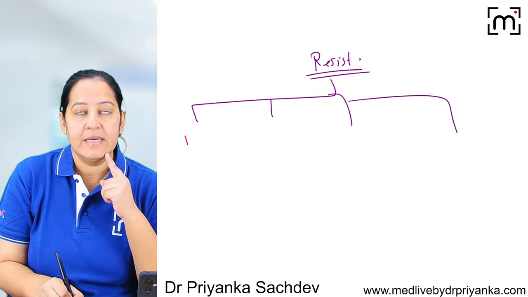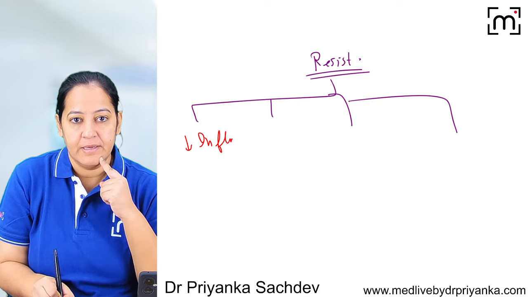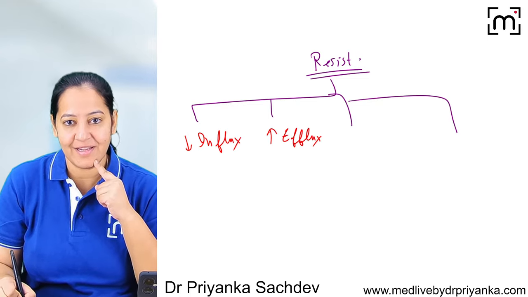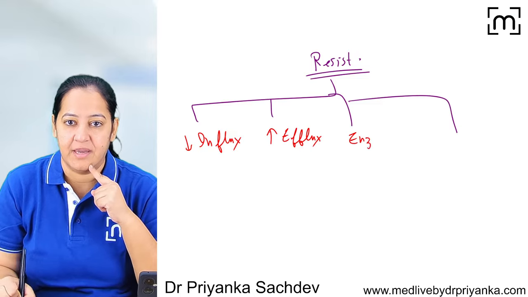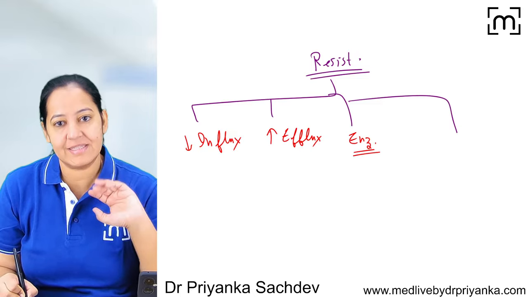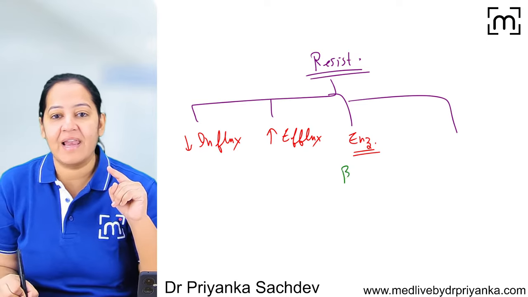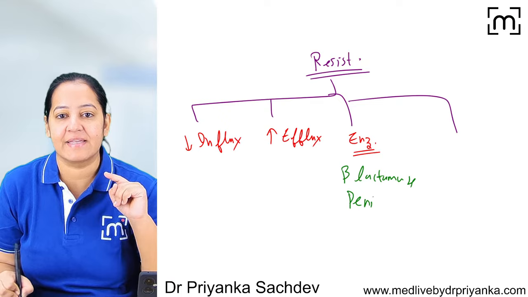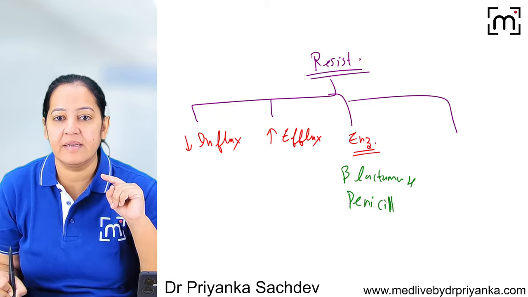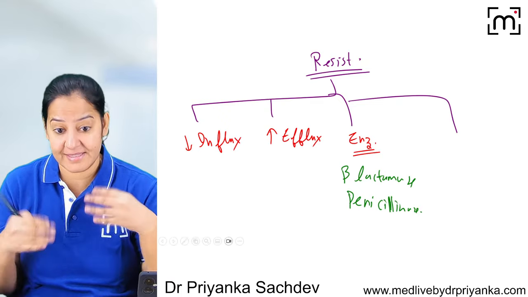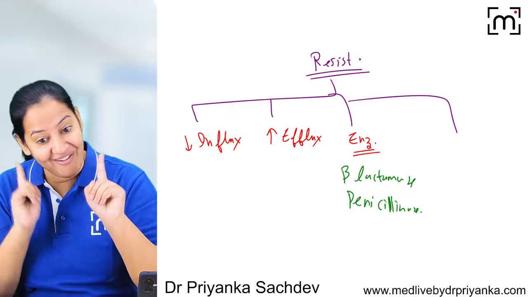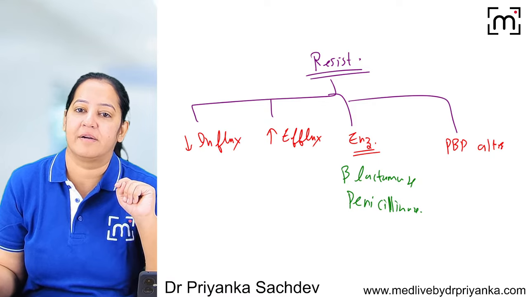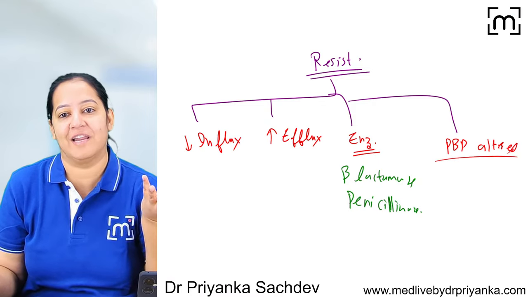The first is decreased influx. The second is increased efflux. The third is enzymatic action. In enzymatic, learn two names. Either say beta-lactamase enzyme or say penicillinase enzyme. One and the same thing. That is, the enzyme is degrading. And the last and ultra important is that the penicillin binding protein is altered. Alteration of penicillin binding protein.